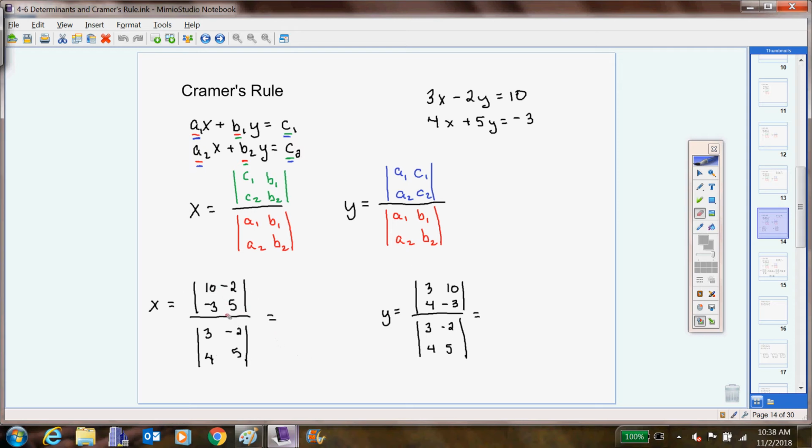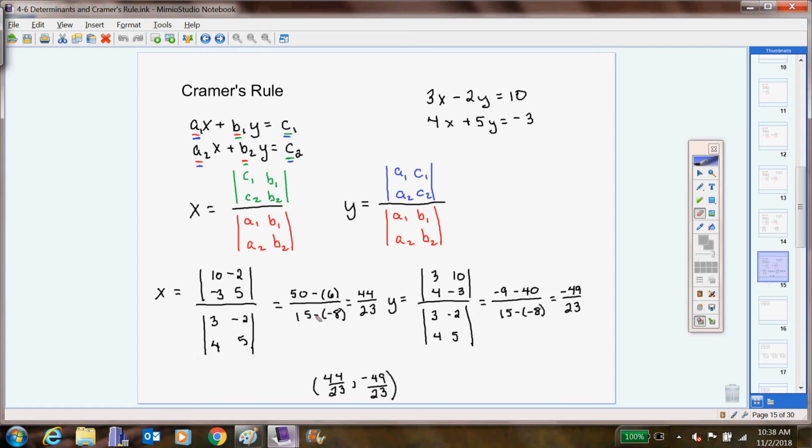Then we know that the determinants for a 2 by 2 are very simple to solve. 10 times 5 minus 6, 50 minus 6, 15 minus -8. Here we'd have -9 minus 40, 15 minus -8. And you get these answers, 40 over 23, -49 over 23.